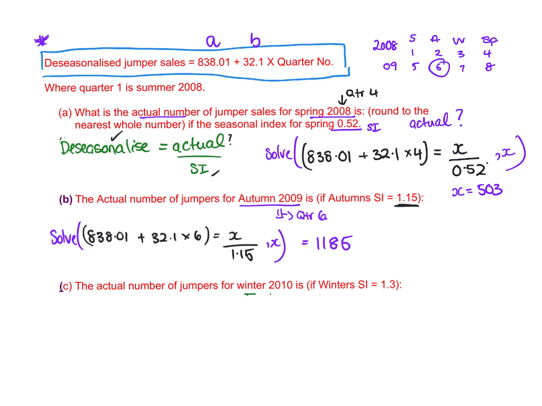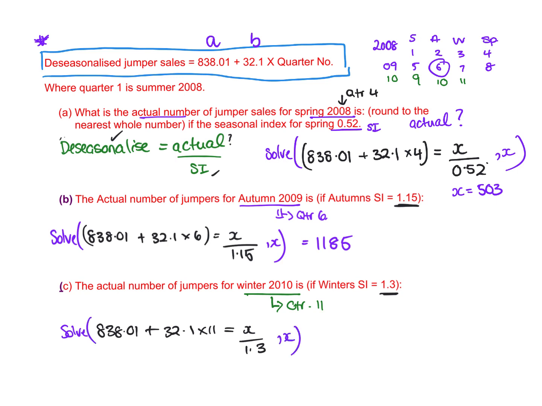And then the last one, we just popped it in there. What quarter is winter 2010? So we'd be getting into the third year here, and it's 9, 10, 11, good. So it'd be quarter 11. So into our formula for deseasonalized, we have to put quarter 11 equals x, and this one's seasonal index they've told me is 1.3. So then we just solve, comma x, sorry, it should be brackets in there. And then we end up with an answer of the sales would be 1548. Okay?